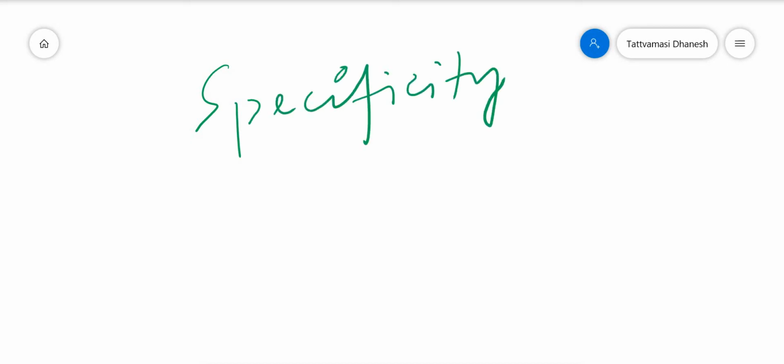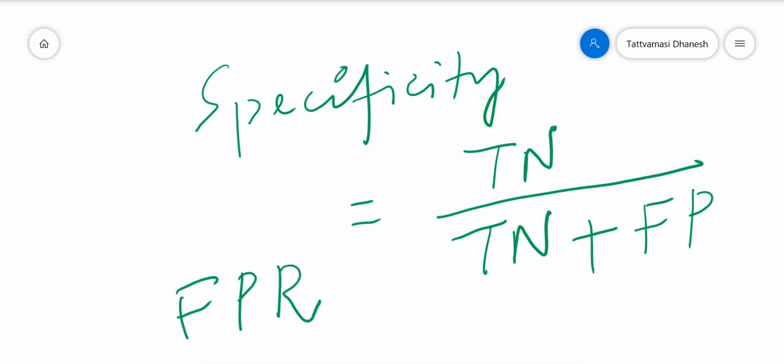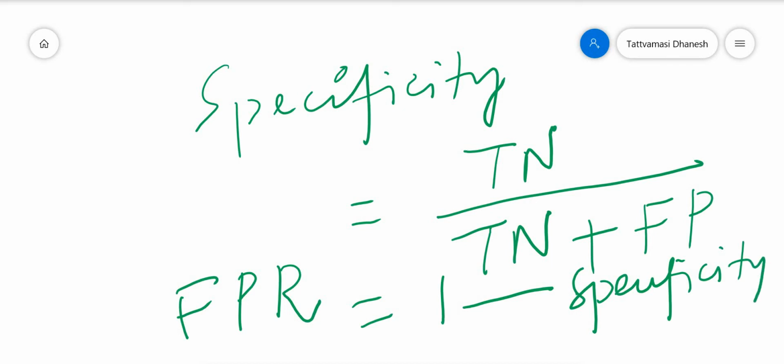Now I am getting into specificity. Specificity is equal to true negative divided by true negative plus false positive. This is known as specificity. But what is the false positive rate? False positive rate, FPR, is defined as 1 minus specificity. Very important. 1 minus specificity is known as FPR.